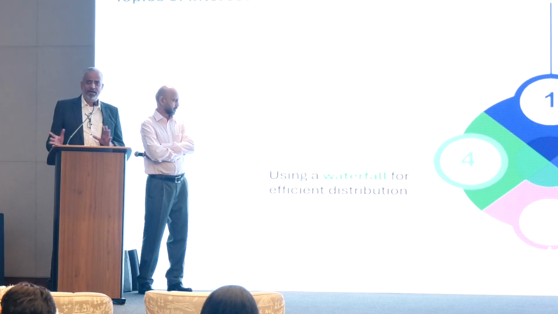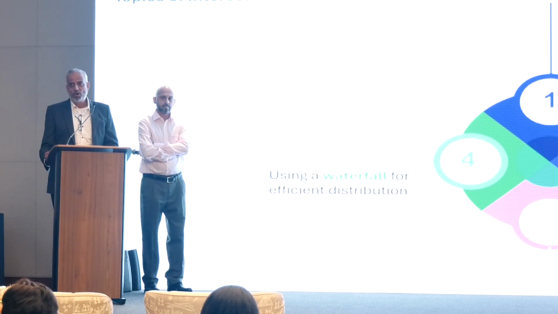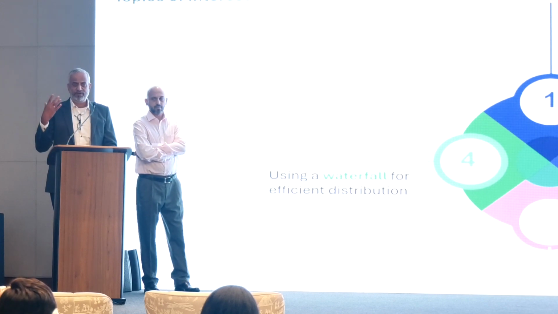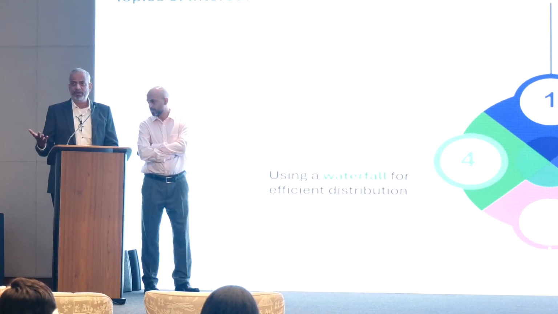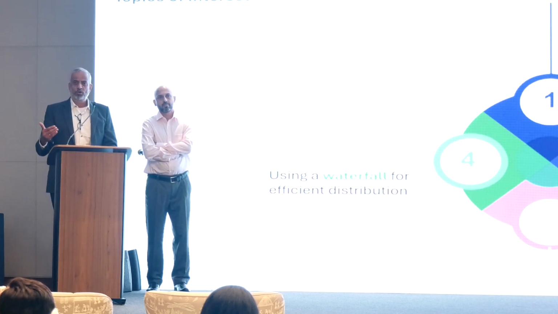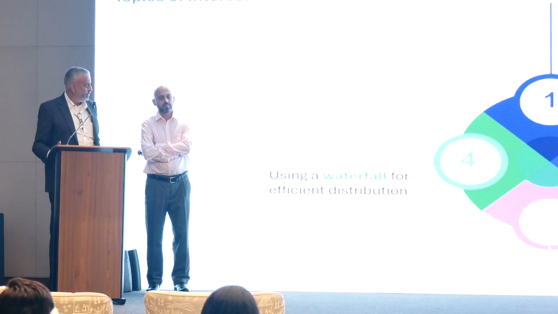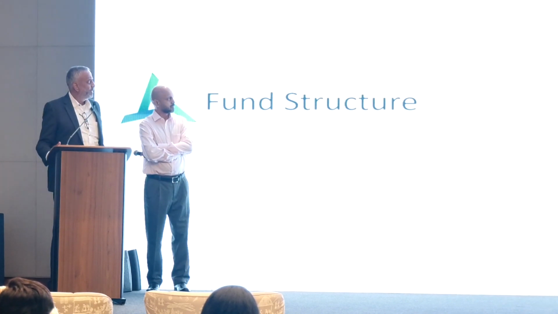Then finally, a little bit about the waterfall. How is the distribution itself affected in these kinds of structures? What does it mean? How does the money flow? Whenever there is a realization of income, or when there is an asset that is disposed or sold, how are the proceeds going to be distributed among all the investors? So this is what the final topic will be.